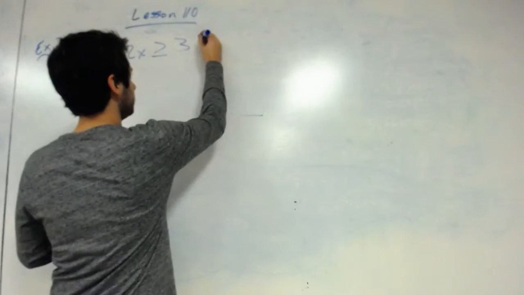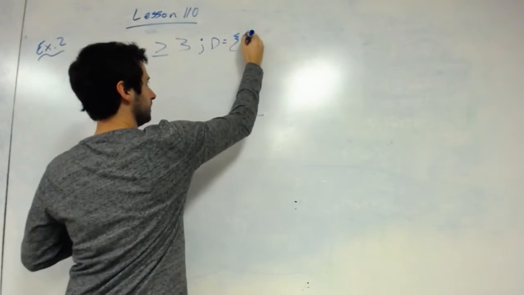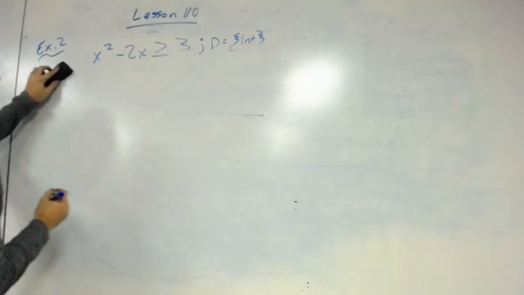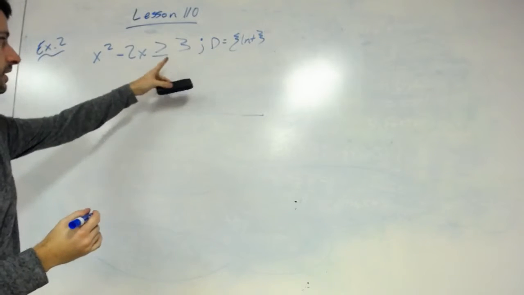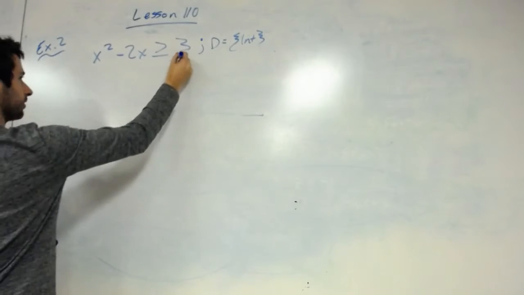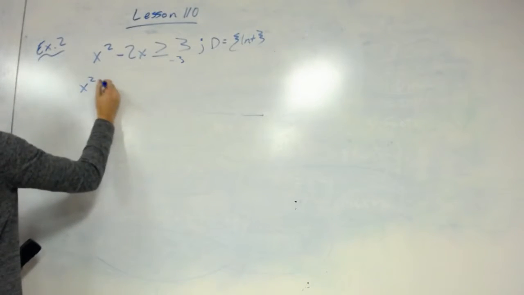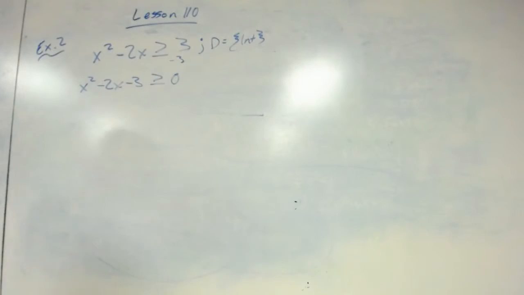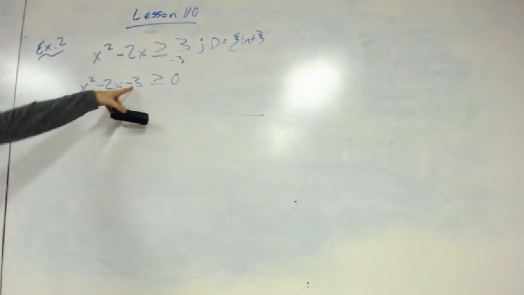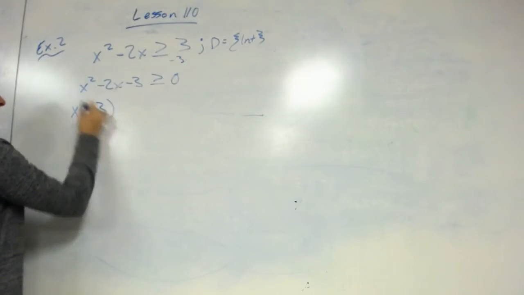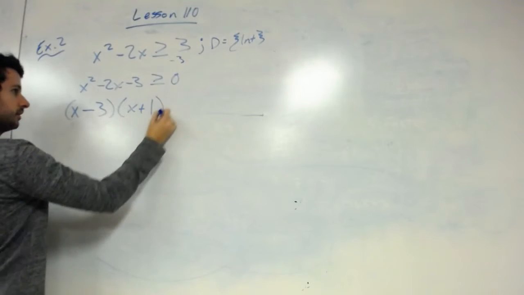And your domain is just integers. Before I start, I need to get everything on one side. I need to get 0 over here, so I'm going to subtract 3. That's x² − 2x − 3 is greater than or equal to 0. From this point, I need to factor. Is there anything that multiplies to be negative 3 and adds up to be negative 2? Yes, that would be (x − 3)(x + 1) ≥ 0.